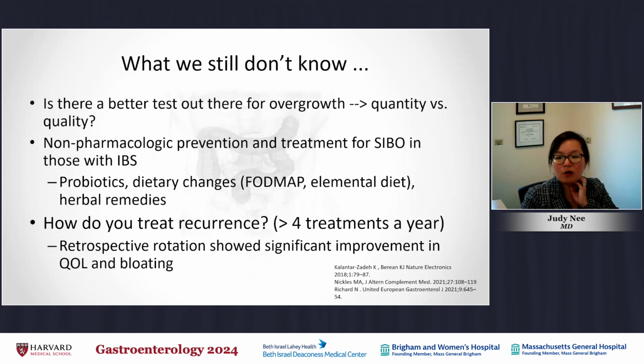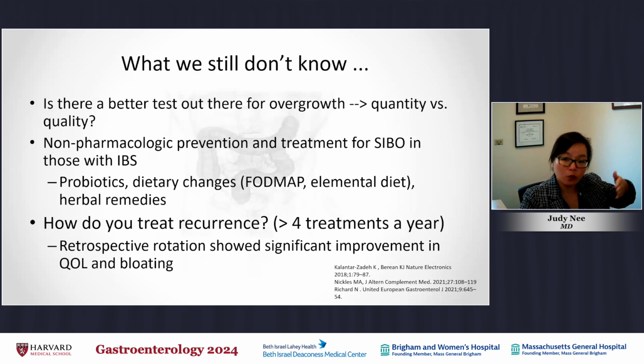What about non-pharmacological ways of treatment and prevention? So many patients come to me having been diagnosed with SIBO, they're on a FODMAP diet because their nutritionist or their GI recommended FODMAP to prevent it. We don't have any evidence at this point that FODMAP decreases SIBO. Do probiotics help? Do they hurt? Are there other herbal remedies? And finally, how do you treat recurrence?